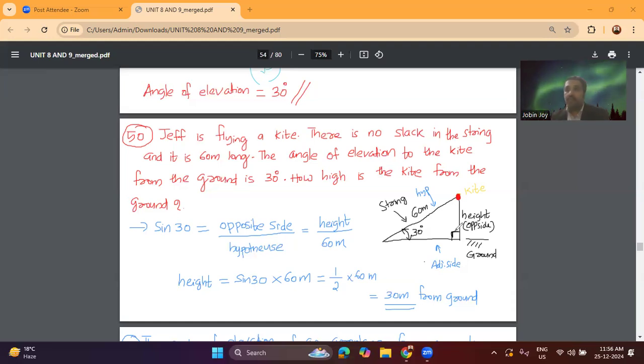So which relation will you use? The relation you will use is sine 30, because sine 30 is equal to opposite side divided by hypotenuse. That is equal to height divided by 60 meter. So height is equal to, I can cross multiply, sine 30 into 60. What is sine 30? Sine 30 is 1 by 2. So 1 by 2 into 60 is equal to 30 meter. So that means the kite is at a distance of 30 meter from the ground level. This is the ground level, and this kite is at a distance of 30 meter from the ground.